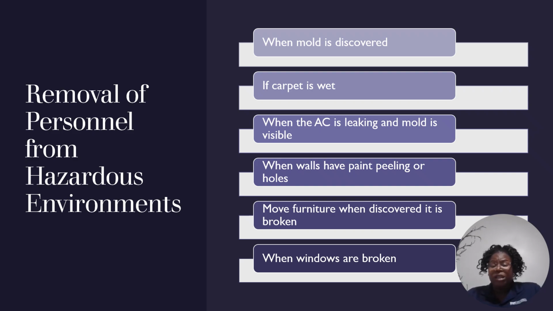Move furniture when it's discovered that it's broken. Again, enough said. We don't want to have somewhere where children are falling all over the place or getting hurt on broken furniture, or faculty members. And remove personnel when windows are broken. Again, those outside elements coming in create a health hazard, whether it be rain, snow, or insects. That is something that can affect the students in that building, in that classroom, as well as the staff.